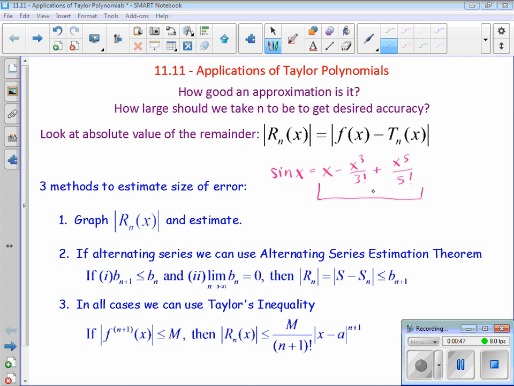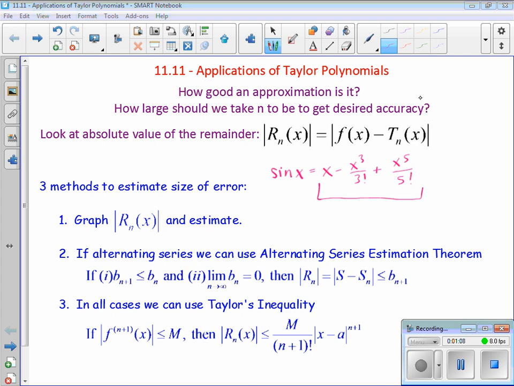It's pretty awful, right? It would be good close to 0, though, wouldn't it? If we look just on an interval really close to 0, we'd know it's pretty close. But the further we get out, it gets pretty awful. So that's one of the questions we're going to answer here: how good of an approximation is it? And then how large would we take n to be to get the desired accuracy?